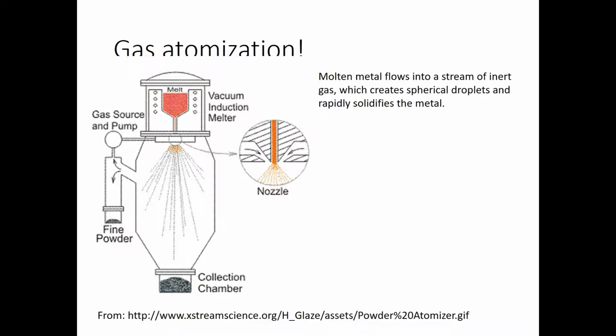It's made by a process called gas atomization. And I dare say that Dippin' Dots, formerly known as Dippin' Dots ice cream of the future, I guess the future's finally come, I dare say that Dippin' Dots is made by this same process, gas atomization. In this case, we're dealing with molten metal, not molten ice cream, where we have molten metal flowing into a stream of inert gas, which creates spherical droplets and rapidly solidifies the metal. This is kind of an expensive process.